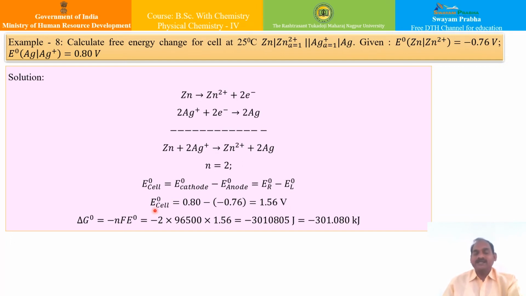So once I get the standard EMF of the cell, I can substitute this EMF into this formula. So delta G standard is equal to minus NFE standard. Therefore, N is equal to 2. I will substitute: minus 2 into Faraday's constant, 96,500, into 1.56, the standard EMF of the cell. And therefore, I get this result of minus 301.080 kilojoules, the amount of free energy which is generated or which is spent for this particular cell reaction.